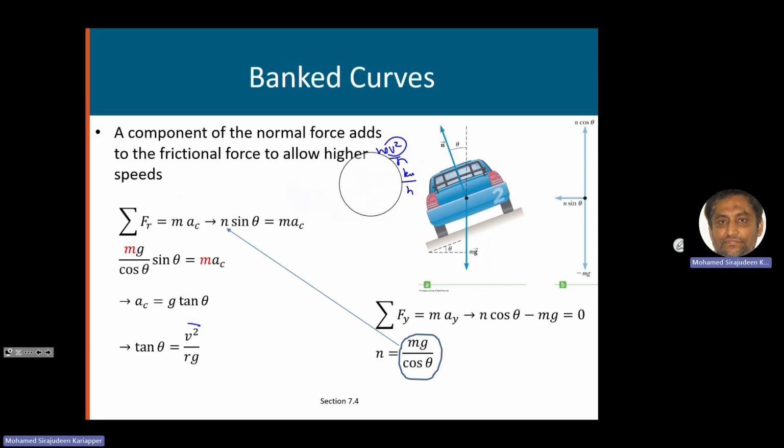It will just keep going in whatever direction its velocity has. So this is why we do a trick. The trick is, instead of keeping the road level, we make the road banked, set at a certain angle theta. Tell me what happens now by doing this.